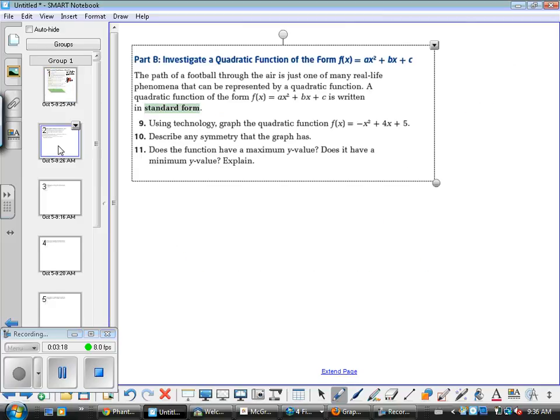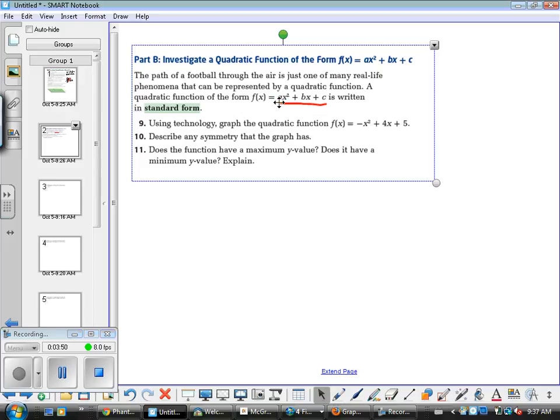All right, so in part B, we're just going to do some different things, and we're going to investigate how the values of A, B, and C change the graph. The path of a football through the air is just one of many real-life phenomena that can be represented by a quadratic function. And when it's written in the form ax squared plus bx plus c, that's standard form. Okay, so a little different than vertex form. We're going to start by graphing the function f of x equals negative x squared plus 4x plus 5.